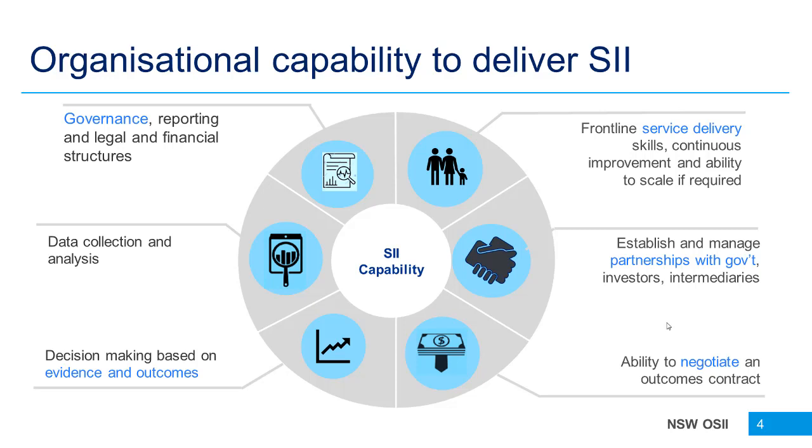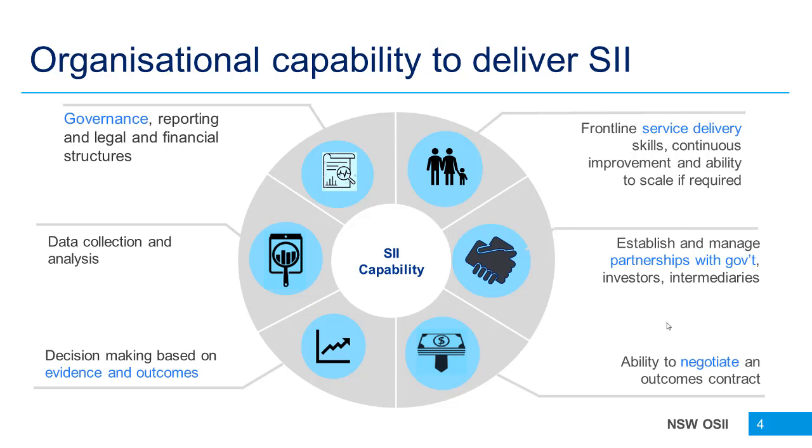For example, frontline service delivery was previously controlled and maintained by service specifications. Under a social impact investment, there is the opportunity to continuously improve and in real time look at what is working to engage families and individuals and look at what needs to change in order to achieve better outcomes.